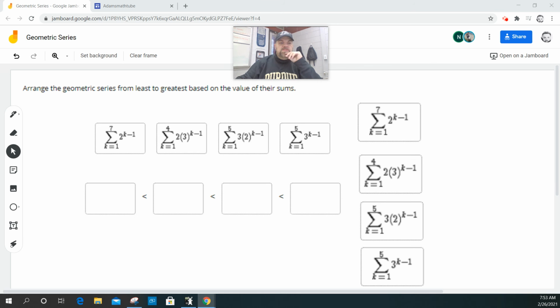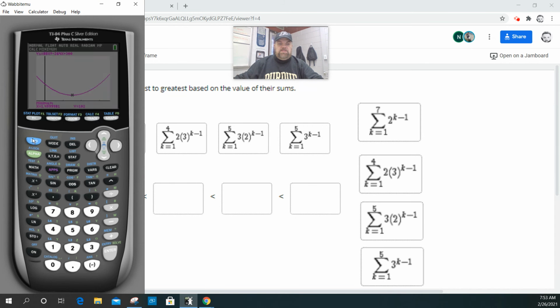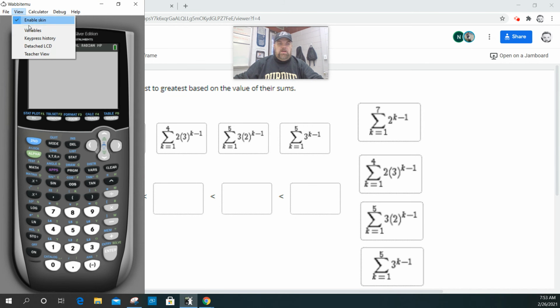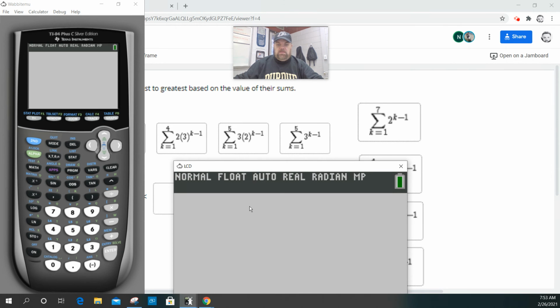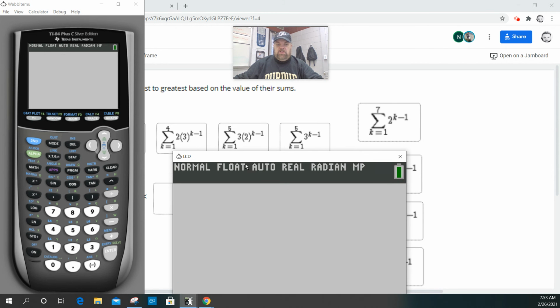All right, so for this one, it says arrange the geometric series from least to greatest based on the value of their sums. On our last example problem, I showed you how to just do this in your calculator. And so you can find the sum simply by just plugging it in your calculator.